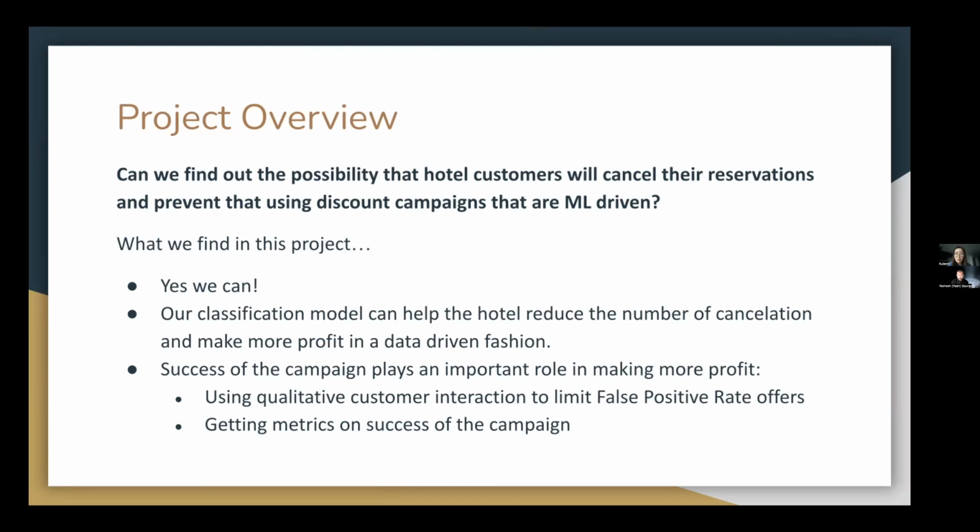And that will help to reduce the number of cancellations and help the hotel to make more profit in a data-driven fashion. Moreover, we also found out that how much profit the hotel can make by using our model also depends on whether the campaign is successful or not. So we suggest the hotel use our model along with a qualitative customer interaction approach to reduce the number of offers that we provide to customers that won't actually cancel the reservations, and also along with a metric on the success of the campaigns to determine which campaigns are more successful than the others.